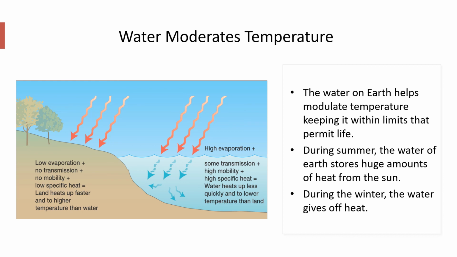Now, the water on the Earth will help moderate temperatures, keeping it within the limits that permit life. If there wasn't water, the environment would get too hot or too cold, which would cause issues for us. During summer, the water of Earth stores huge amounts of heat from the sun, and during the winter, the water will give off that heat.